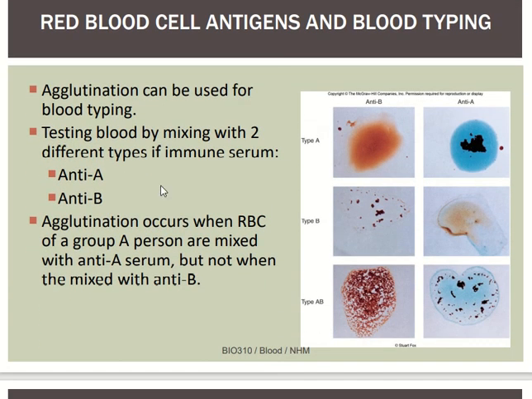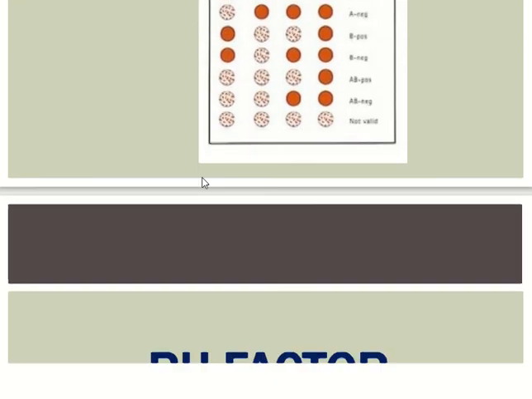Okay, this one is the same. How does the agglutination occur during blood testing? If you have type A blood, when you put antibody A and it clumps, that means it is blood type A. If you put antibody B on your blood type A, no clumping will occur. Okay, this one is the same.